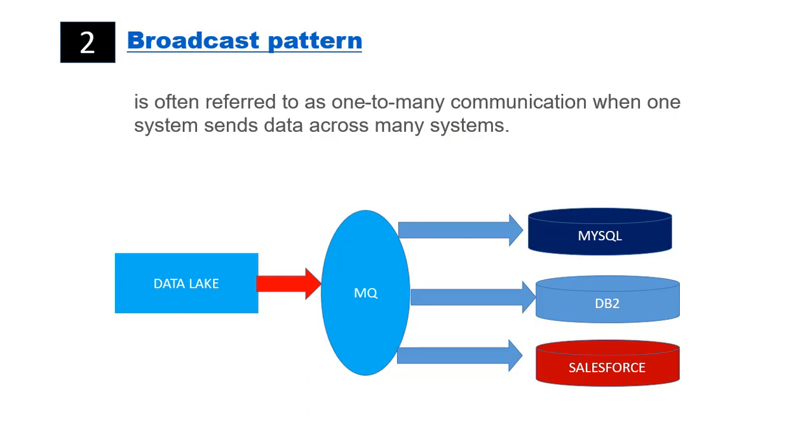This way of integration pattern, we call one-to-many. Why is it said to be one-to-many? From one system, the data lake, the information is dispatched into different database systems: MySQL, DB2, and Salesforce. This kind of integration pattern, we call the broadcast pattern: one-to-many communication, when the system sends the data across many systems.